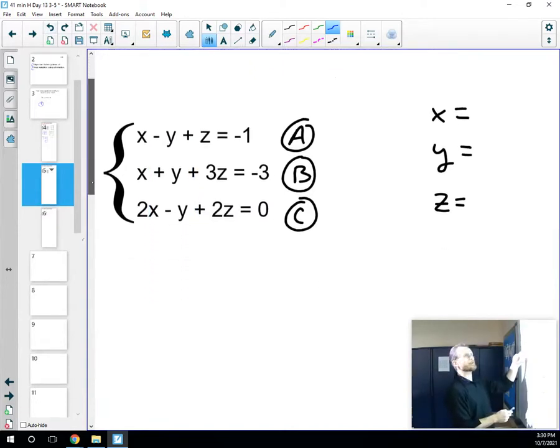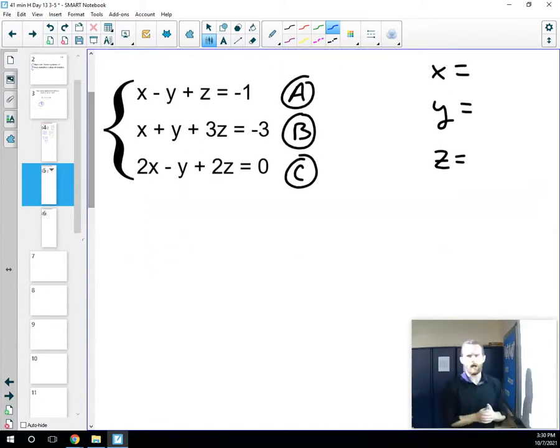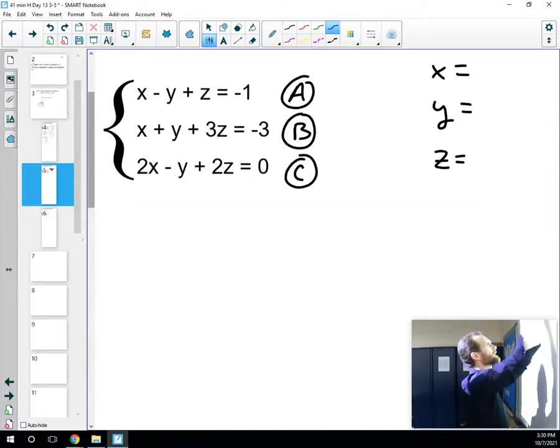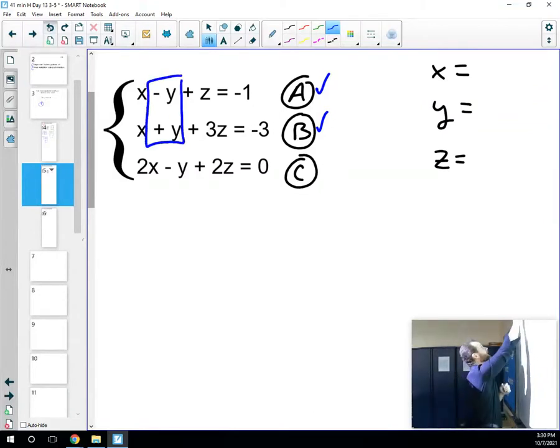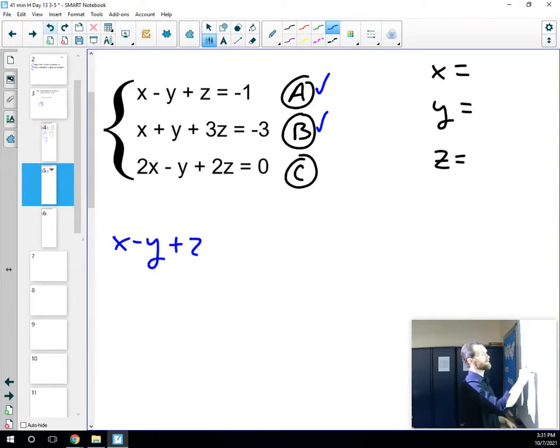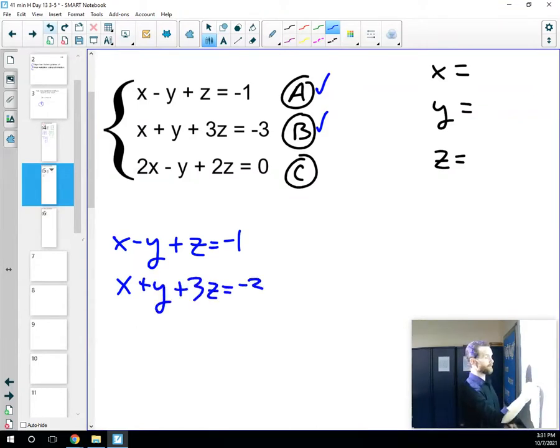So let's scroll down a little bit so we can keep ourselves organized. Now we just pick two equations, A, B, or C. We have to be careful. We have to make sure that our chosen variable y will be eliminated. It looks like A and B will do it, because that's a negative y and a positive y, just focus right there. So let's copy that down here. So A is x minus y plus z equals negative 1. And B is x plus y plus 3z equals negative 3.